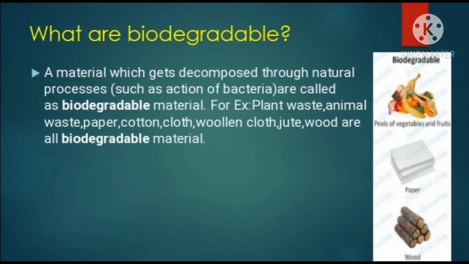After that, over here is biodegradable. So what is biodegradable? A material which gets decomposed easily through a natural process, such as the action of bacteria, is called a biodegradable material. Examples: plant waste, animal waste, paper, cotton, woolen cloth, jute and wood are biodegradable materials. So biodegradable means a material which gets easily decomposed in soil. For example, peels of vegetables and fruits, paper, wood. These are examples of biodegradable materials.